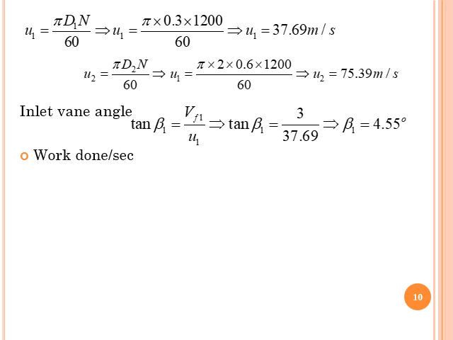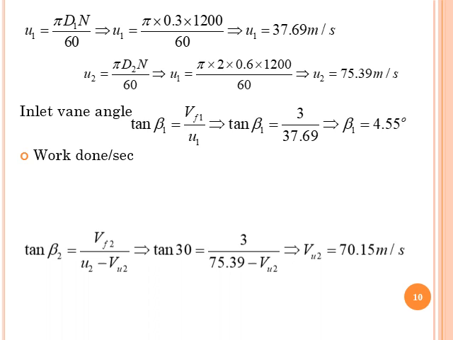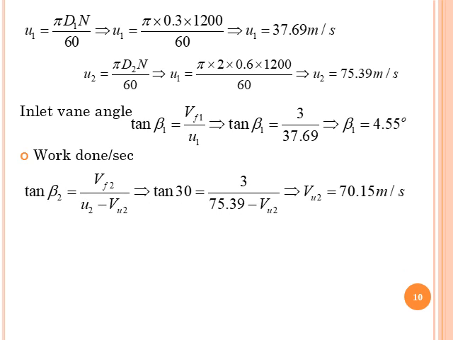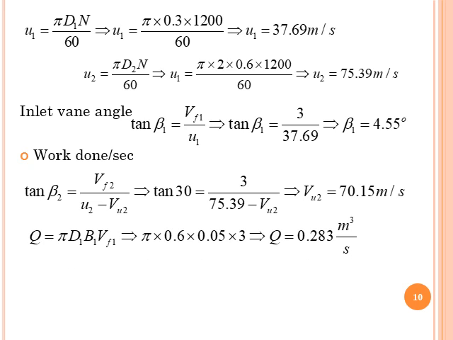Now what about the work done per second? So now here tan beta 2 is equals to Vf2 by U2 minus Vu2. Here beta 2 angle is given as 30 degree, velocity of the flow is 3 meter per second, and U2 value is equals to 75.39 minus Vu2. So here Vu2 is unknown, and that Vu2 value is calculated as 70.15 meter per second.